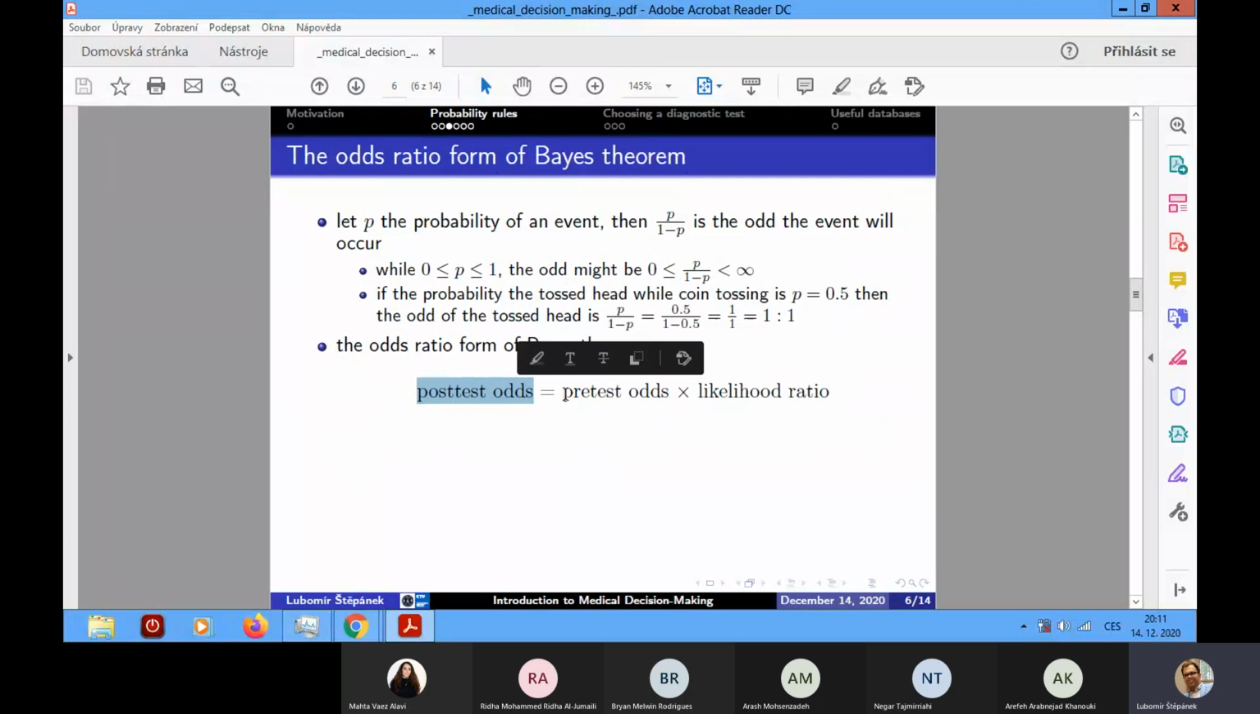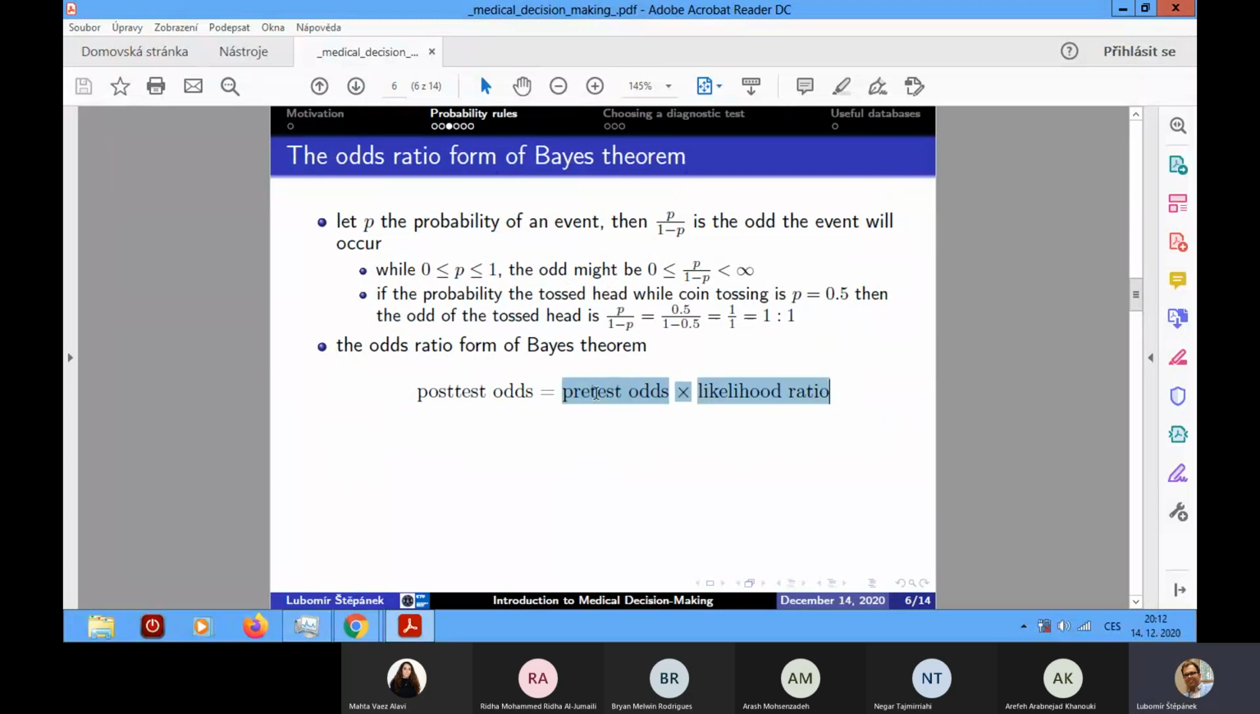So the prior is the information we had at the very beginning of the situation. There is a modifying factor, which is called the likelihood ratio. And the posterior information is the kind of information we got after this calculation, after receiving this piece of information.